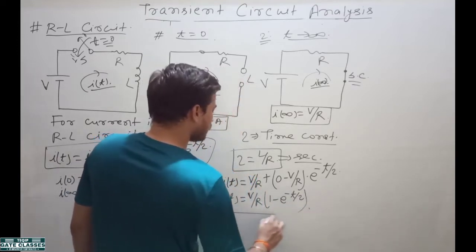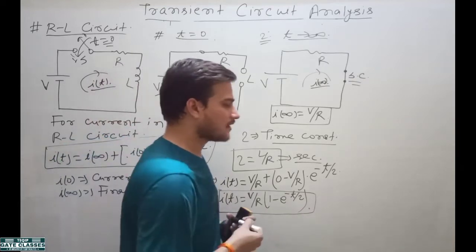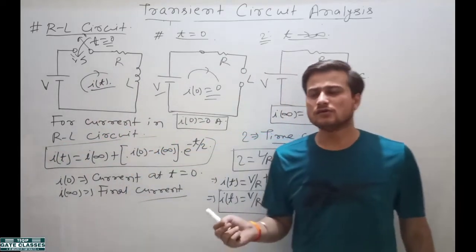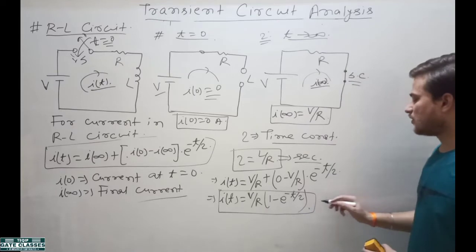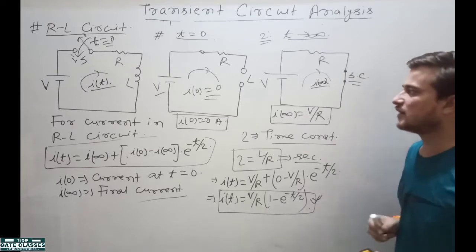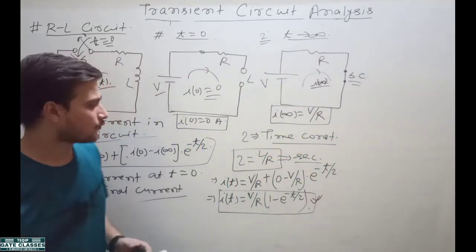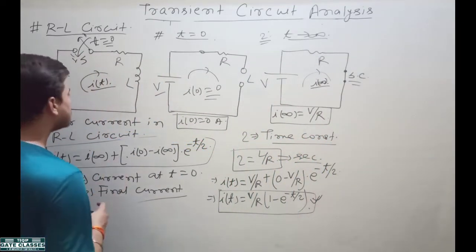So this is the expression for current through RL circuit. Clear? So now we have to draw the graph.